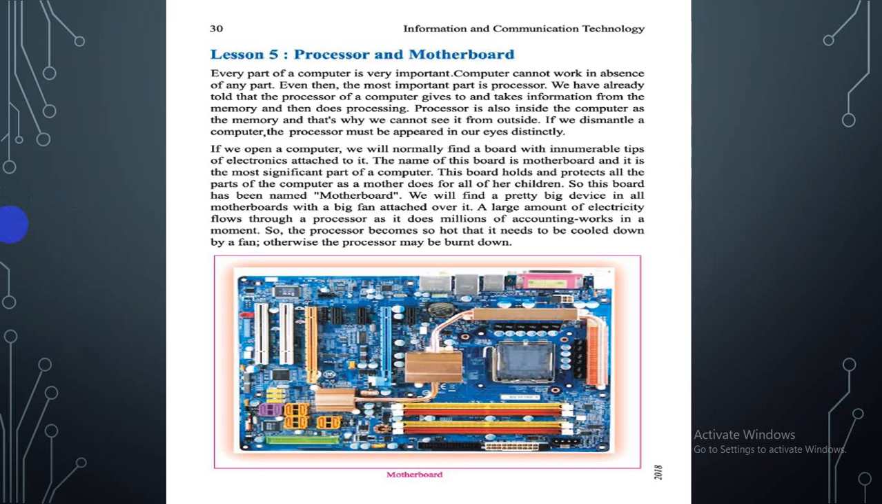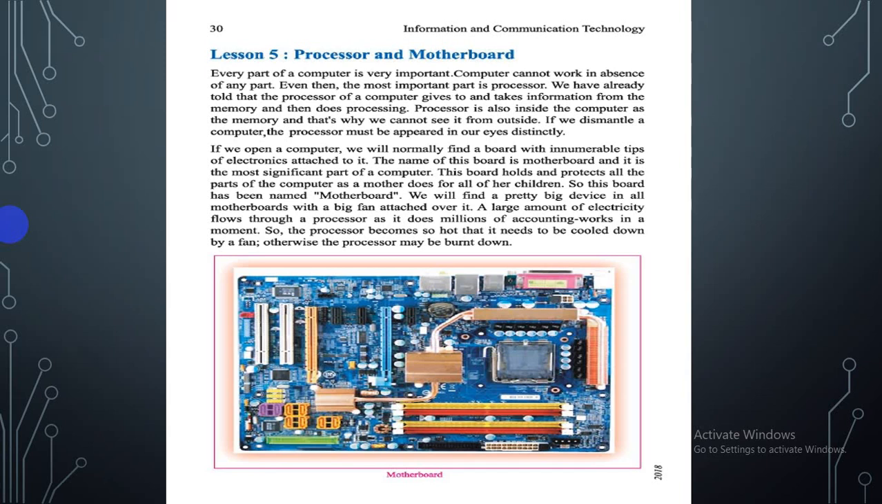So what is the activity of a fan? The fan cools the processor when it becomes so hot. Otherwise the processor may be burned down. So the question is, how is the processor burned? When the processor becomes so hot and it isn't cooled by a fan, the processor may be burned down.